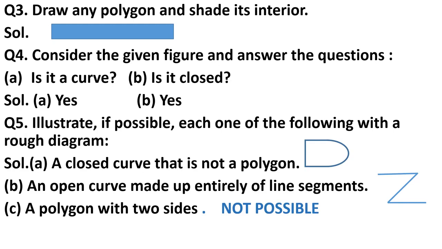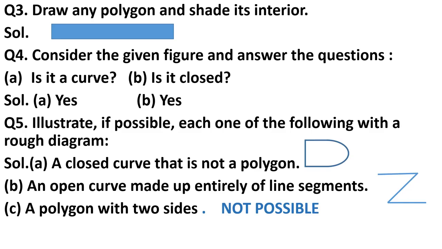Question 5. Illustrate, if possible, each one of the following with a rough diagram. A closed curve that is not a polygon. You have to make a figure of a closed curve, but it should not be a polygon. Closed curve is fine, but for a polygon we want it to be made up of line segments only. So here we will make one figure which is closed but not made entirely of line segments.